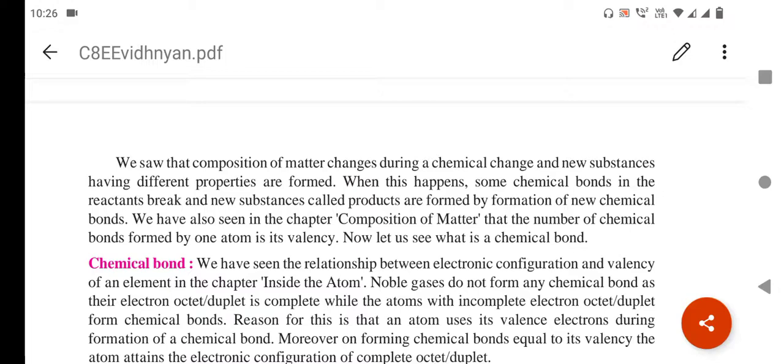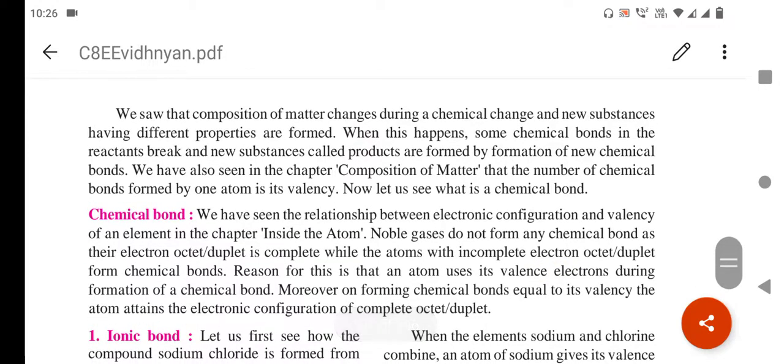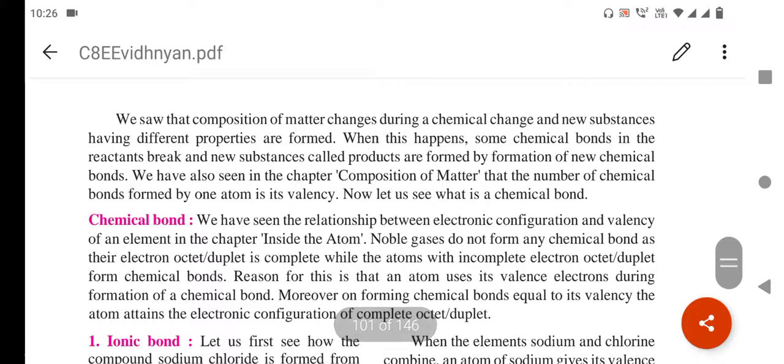When this happens, some chemical bonds in the reactants break and new substances called products are formed by formation of new chemical bonds. We have also seen in the chapter Compositions of Matter that the number of chemical bonds formed by one atom is its valency. Now let us see what is a chemical bond. तो chemical bond क्या है, ionic bond क्या है, हम ये next lecture में देखेंगे.